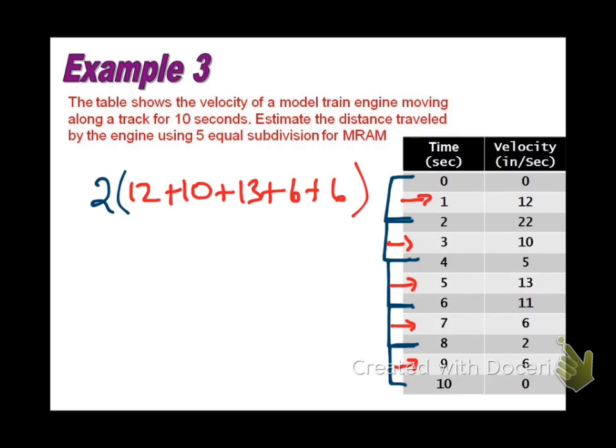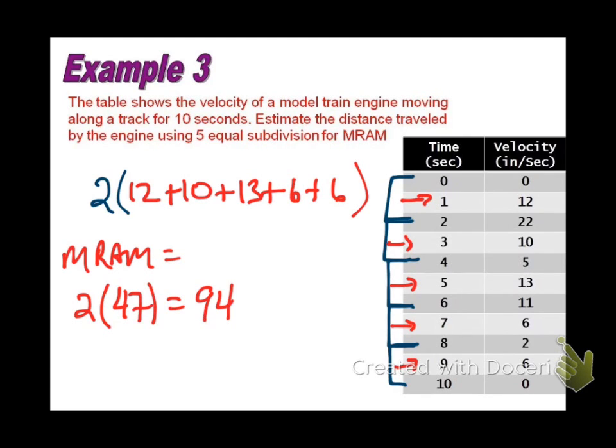So by doing MRAM, we can calculate that we would estimate the distance here to be 2 times 12 plus 10 plus 13 plus 6 plus 6, which is 25, 35, 47 times 2, or 94, and our units here are in inches. So that's an example using a table.